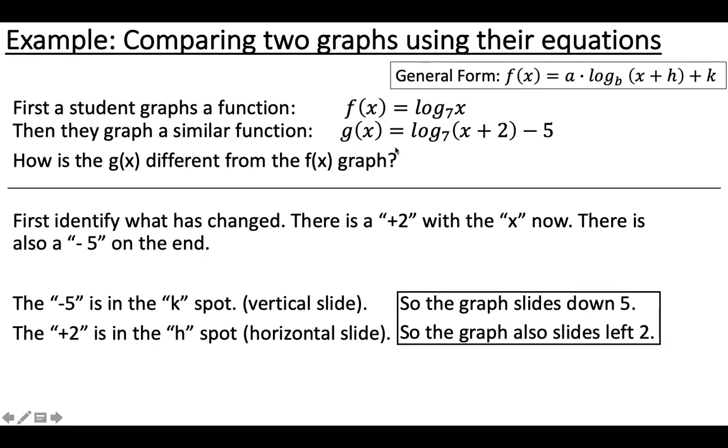And that's how you get from F to G. Okay, what I've just boxed up right here, this is the answer that I need to be seeing. You'll get some partial credit for telling me there's a plus 2 and a minus 5, but that's really not what I'm looking for. You really need to tell me what spot the plus 2 is in and what that means, and what spot the minus 5 is in and what that means.